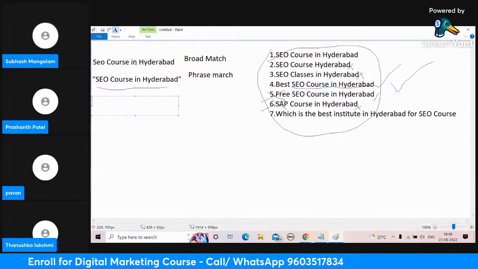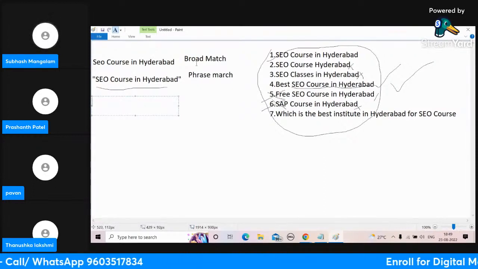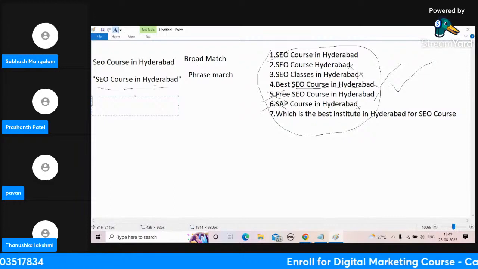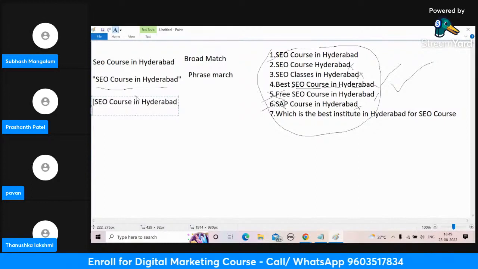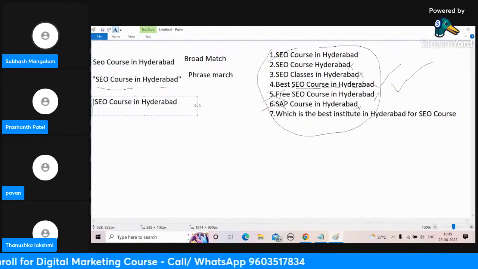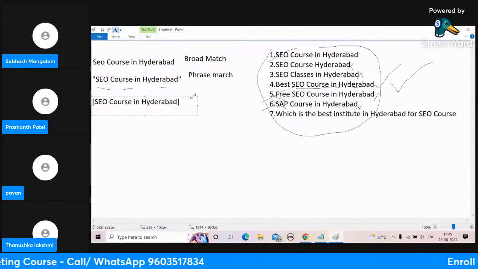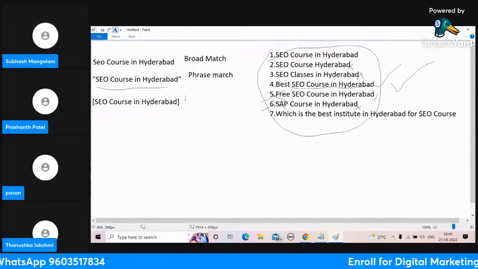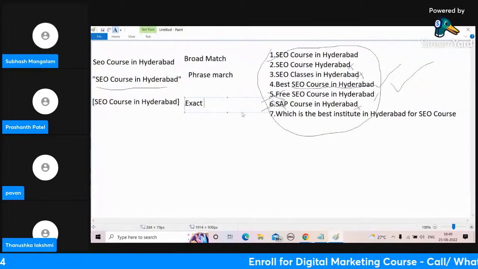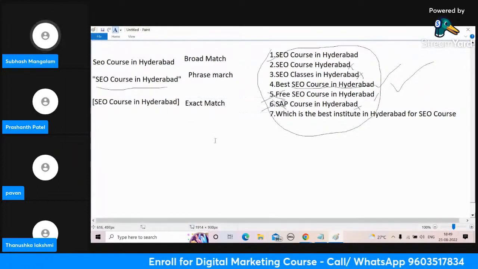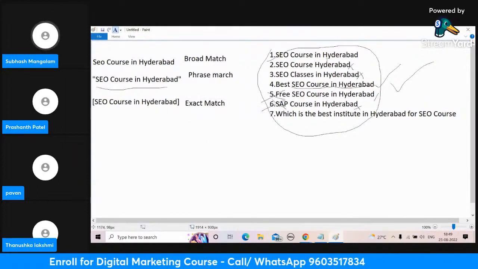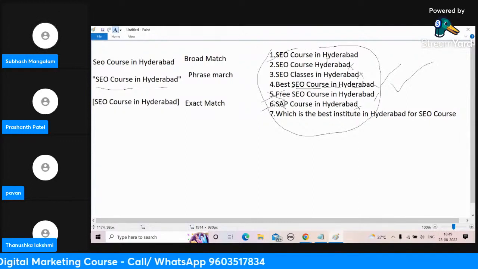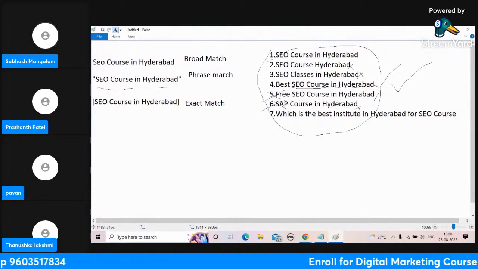So broad match is good for big companies, because they don't care about losing money. They want customers. For medium companies, phrase match is good. Very small companies should go for this. Very small companies have a very small budget. I don't want to lose the money. Go for this. So you should use these brackets. This is called exact match. Exact match means whatever I mentioned here has to be there. That's it. I don't want anything else. It has to be the same. So I mentioned SEO course in Hyderabad, and it has to be SEO course in Hyderabad.